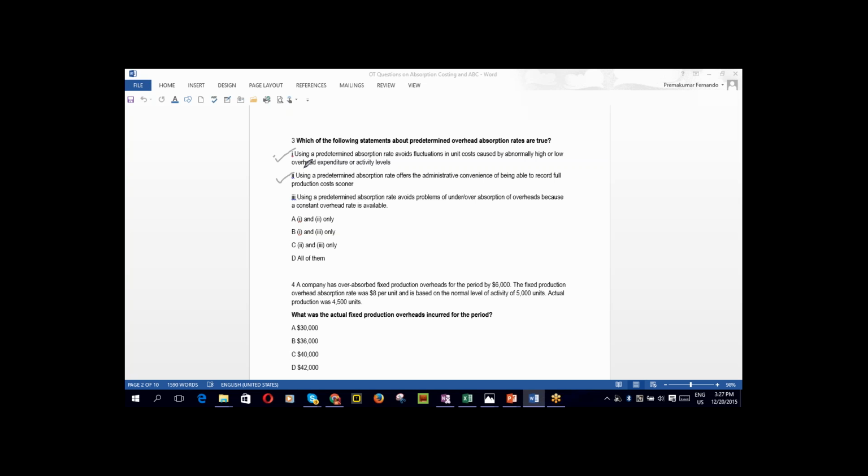So 2 is also right. What about the third one? Using a predetermined rate avoids the problem of under or over absorption because a constant overhead rate is available. No, because we are using predetermined, we always have under or over absorption. If you are using the actual, we don't have under or over.